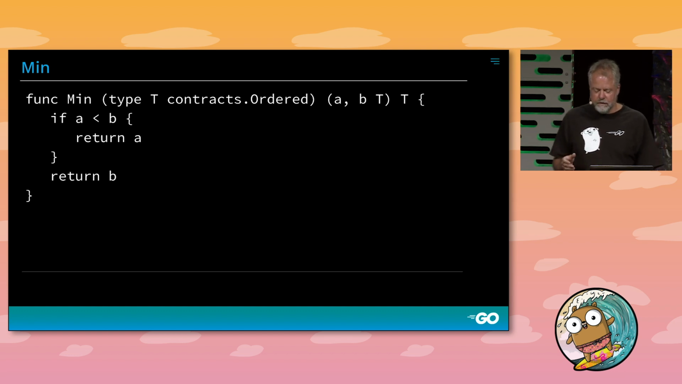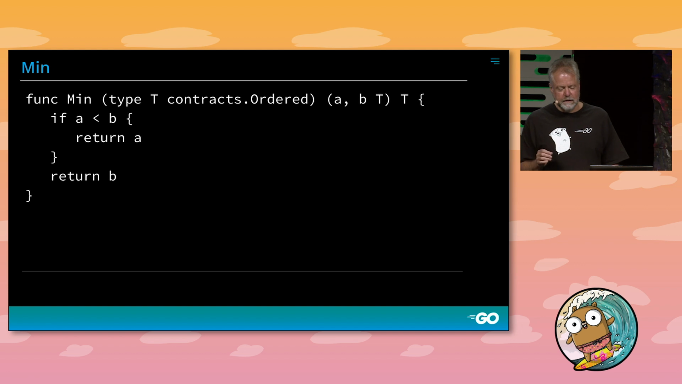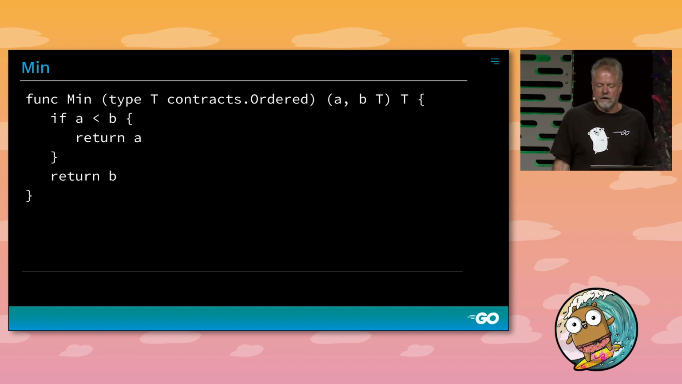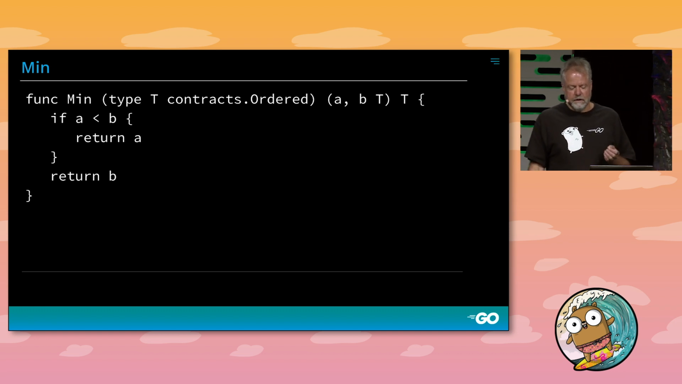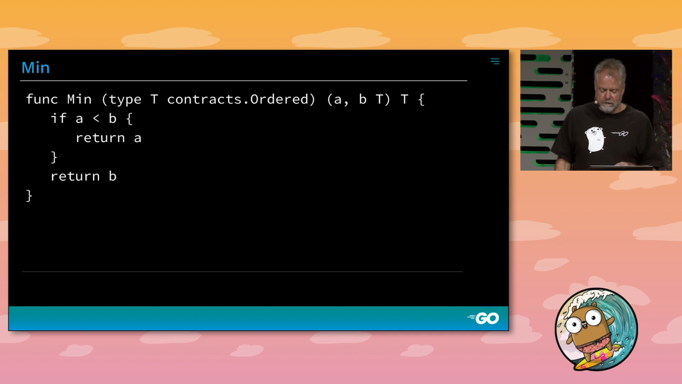It lets the writer of the generic function specify clearly the set of types the function is expected to be used with. And it also lets the caller of the generic function clearly see whether the function is applicable for the types that they are using.